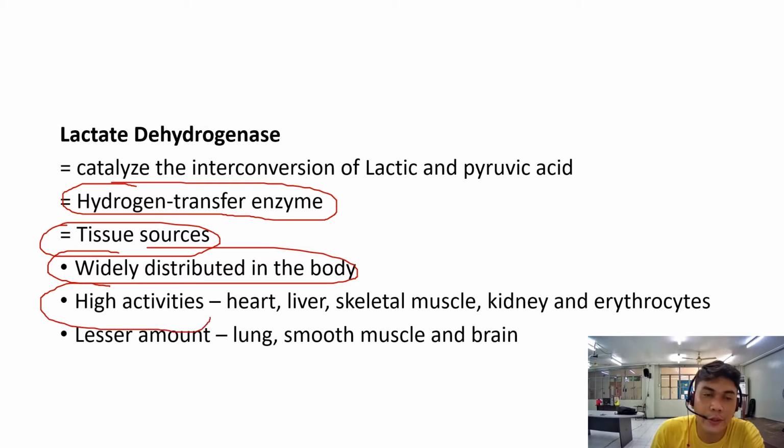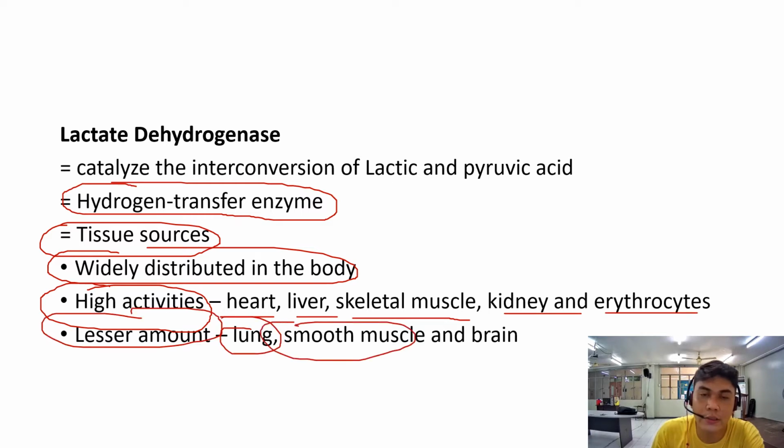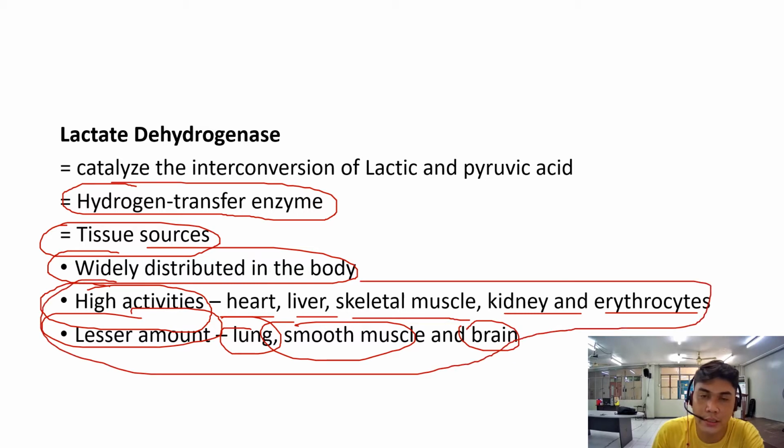The high activities, or the major sources, are the heart, liver, skeletal muscle, kidney, and erythrocytes. A lesser amount is present in the lungs, smooth muscle, and brain. So these are the minor and major sources of lactate dehydrogenase.